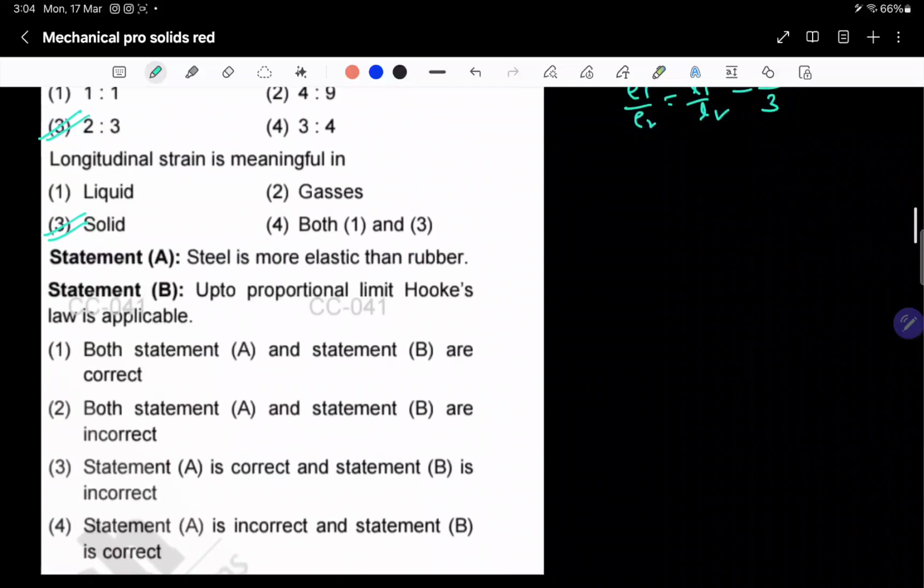Steel is more elastic than rubber. NCERT question, many times asked. Steel is more elastic than rubber. Yes, why? Because Young's modulus of steel is more than rubber. So steel is more elastic than rubber. Correct. Up to the proportionality limit, Hooke's law is applicable. Yes, Hooke's law: within the elastic limit, applied stress is directly proportional to strain. That is what is given here. Up to the proportionality limit, Hooke's law is applicable. Correct statement, students. So both statement A and statement B are correct. Option 1 is correct. No doubt.